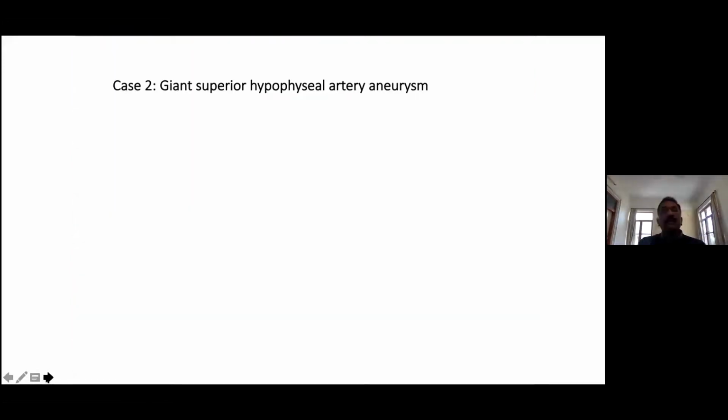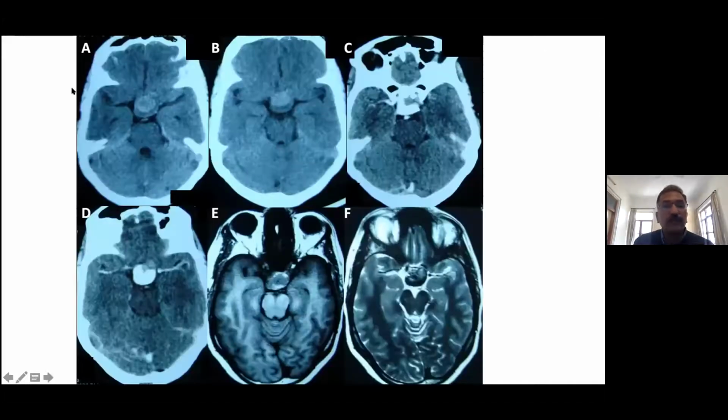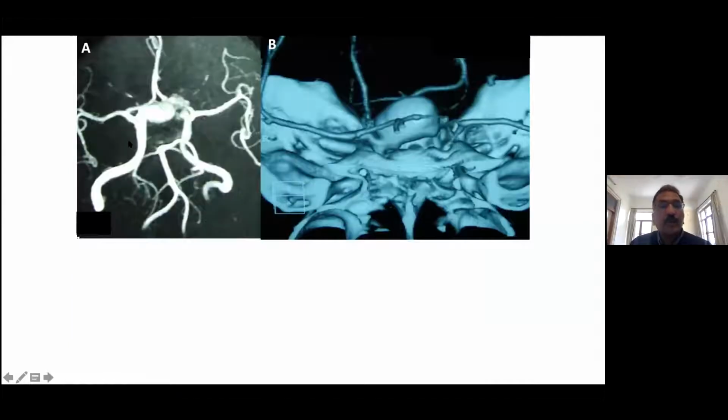Now let's look at another paraclinoid aneurysm, which is a giant superior hypophyseal artery aneurysm. You see that this has a laminar structure because it is partially thrombosed and partially enhancing. So you see that this is the flow void, which you can see on T2 weighted images. So a part of the giant aneurysm is filling and a part of it is enhancing. And when you did an MR angio, we see that this is the thrombosed portion and this is the filling portion. And you see this is pointing medially towards the sella.